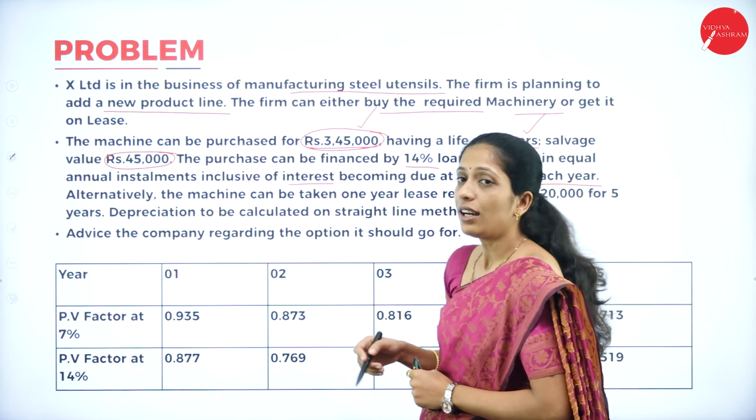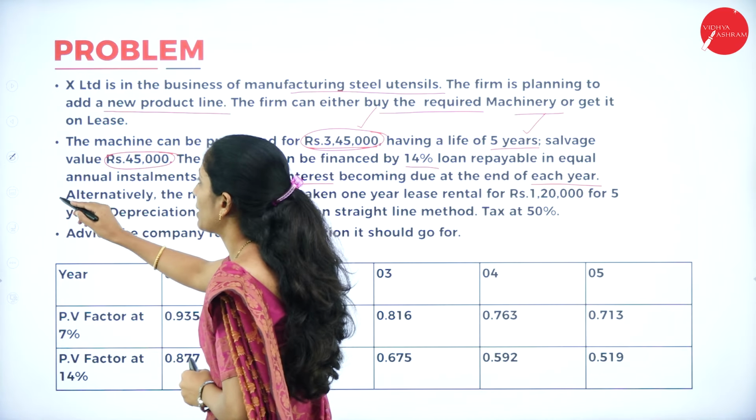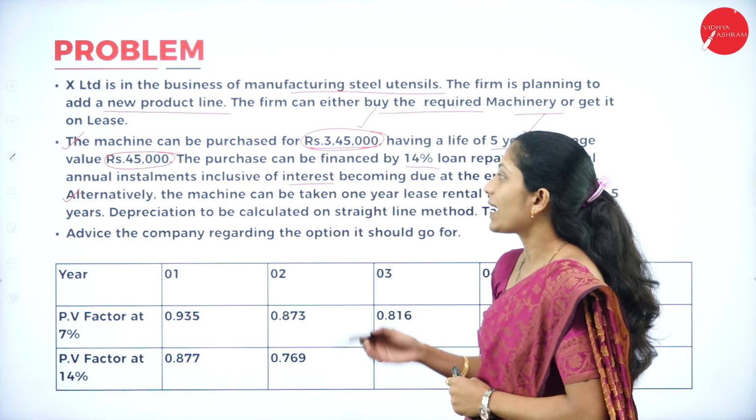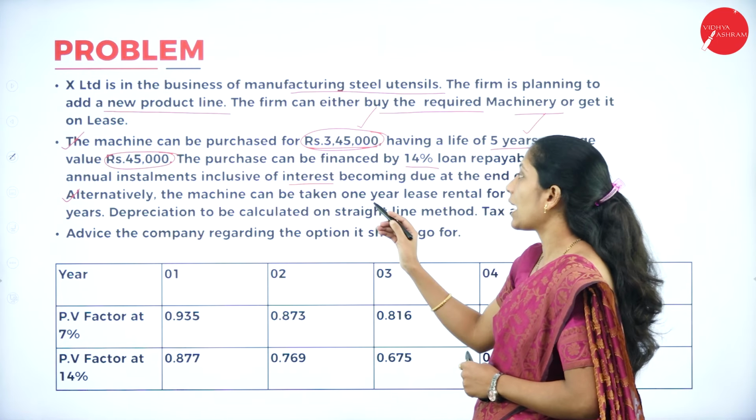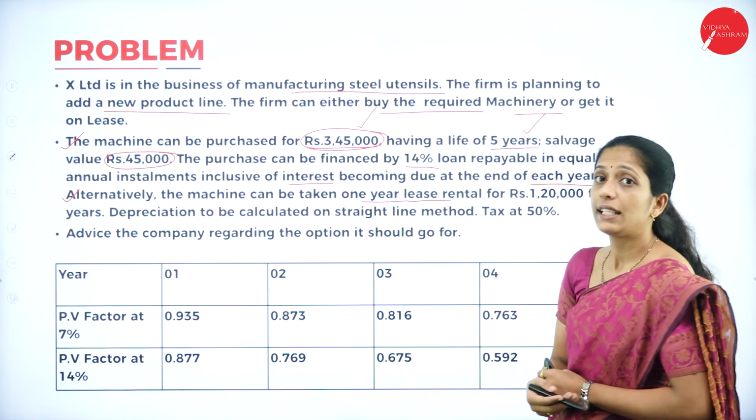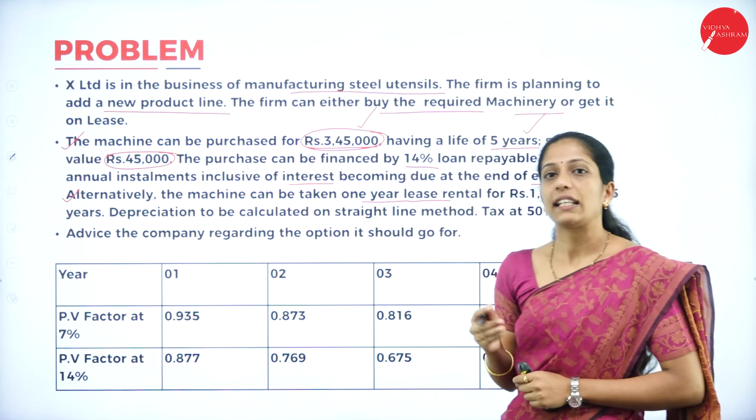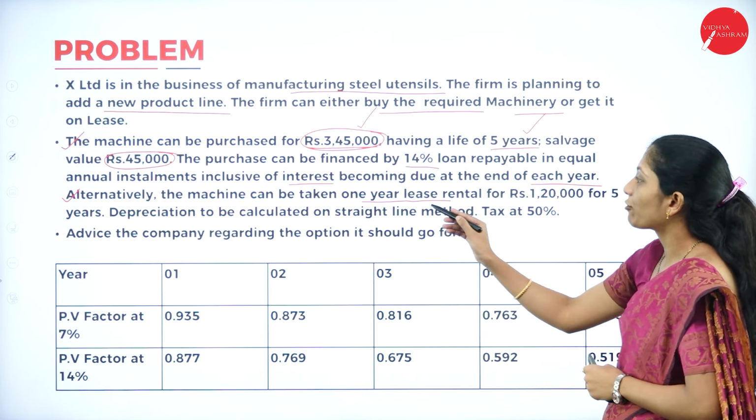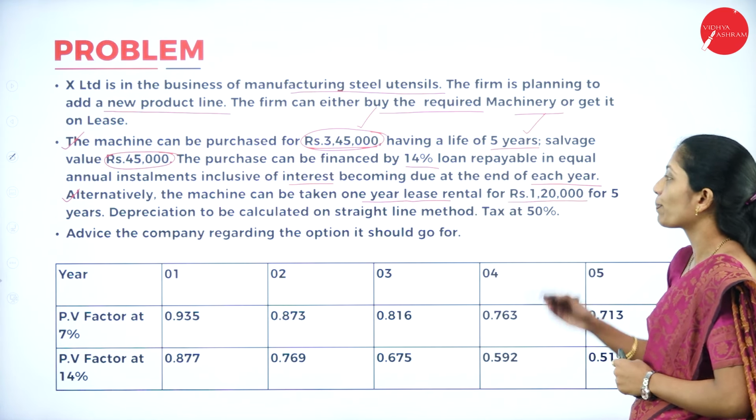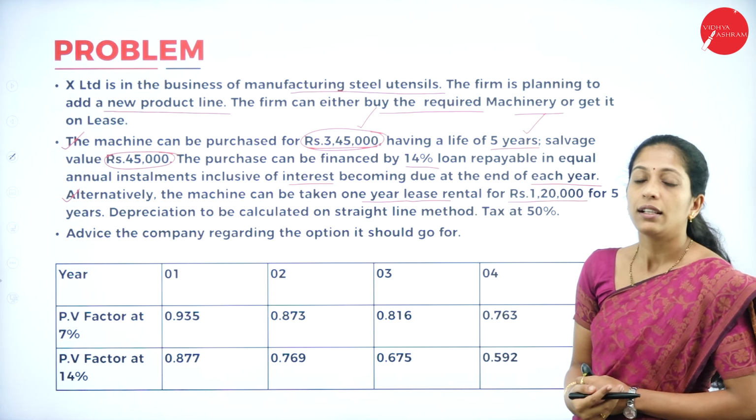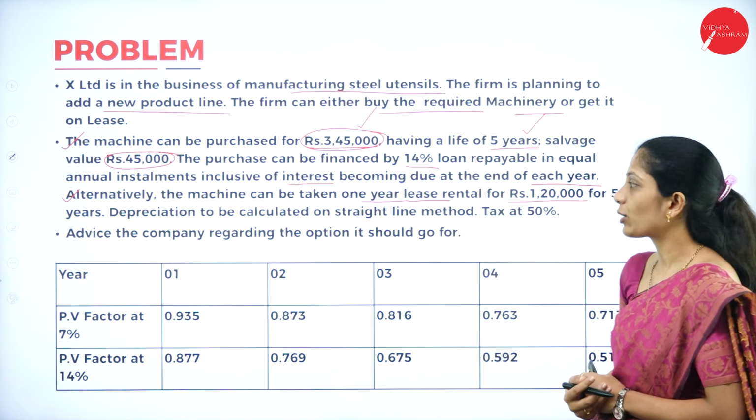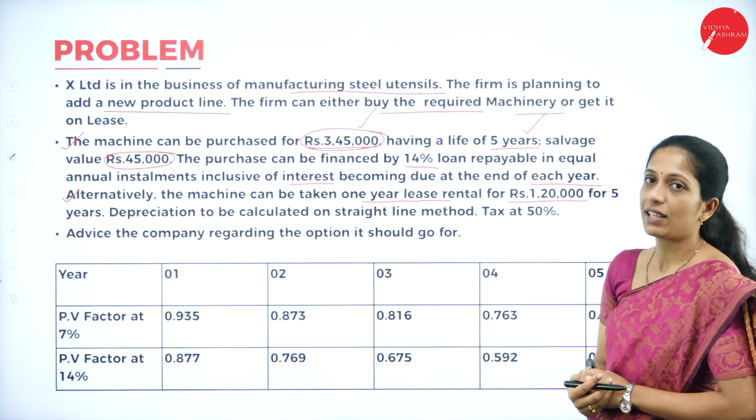Alternatively, here one more option is there for X Limited. The first option was to buy the machine, and the second one is, alternatively, the machine can be taken on lease with an annual lease rental. So either they can buy or they can go for lease basis. They have to pay an annual lease rental of rupees 1,20,000. What is the lease rental to be paid by X Limited? That is 1,20,000 for 5 years.